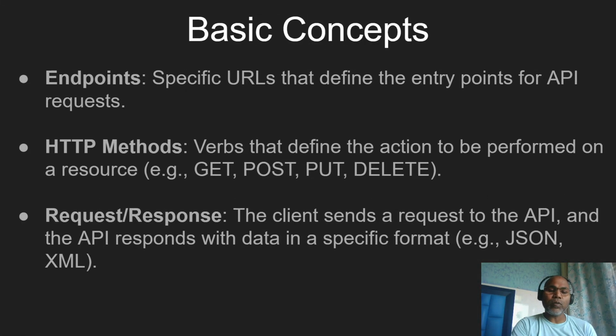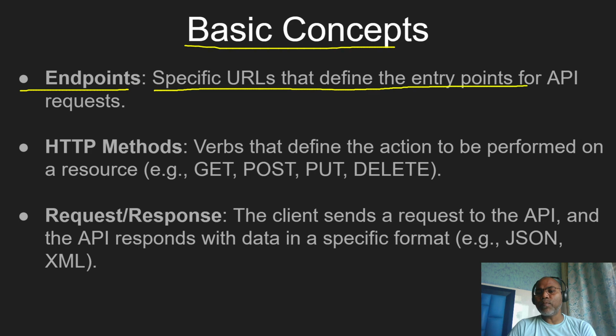So let's talk next about some basics of API design. Whenever we talk about API design, at that time we have to talk about endpoints. What is an endpoint? An endpoint is a specific URL that defines the entry point for an API request. Any request comes from the client, who sends a request. Where does the request go? The client requires one specific URL.